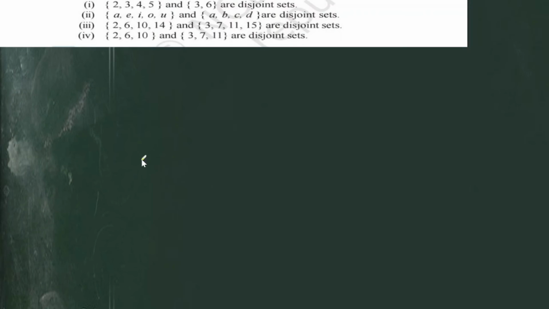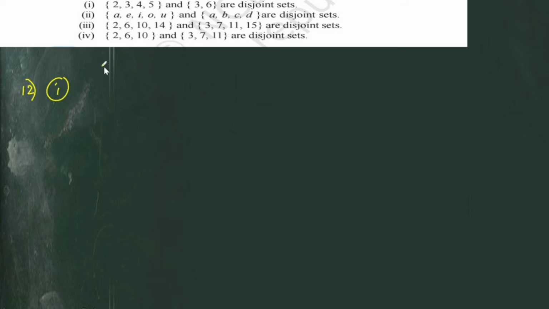I hope you understand these 3 sums. Next we'll move to question number 12. Why are we skipping these sums? Because 9, 10, 11 are based on difference of sets, which we'll discuss in the next video, and question number 12 is based on disjoint sets. That's why we are discussing this question here. State whether each of the following is true. Justify your answer. All the sums are based on disjoint sets.